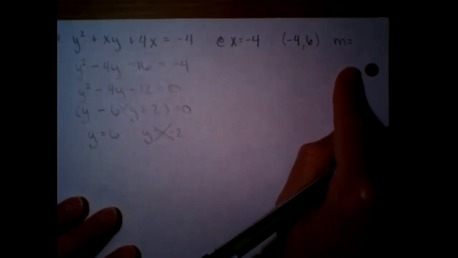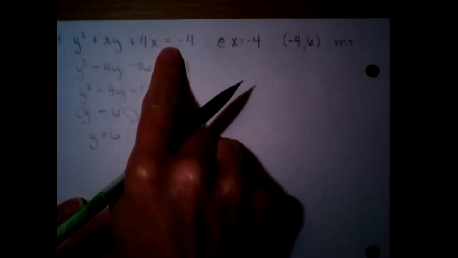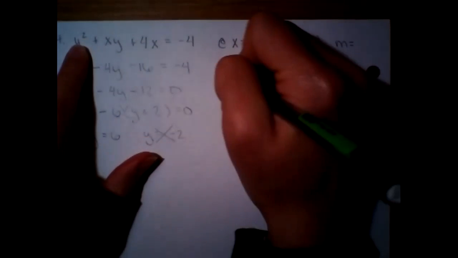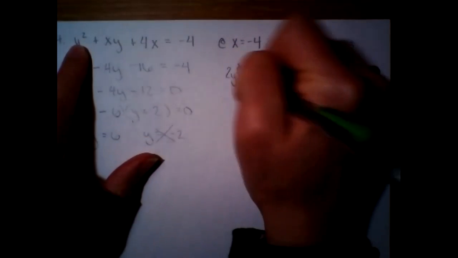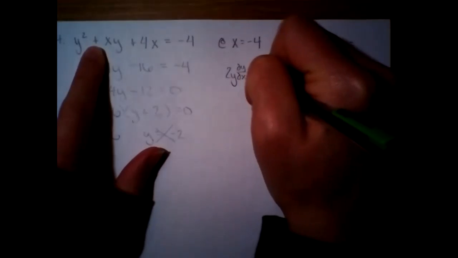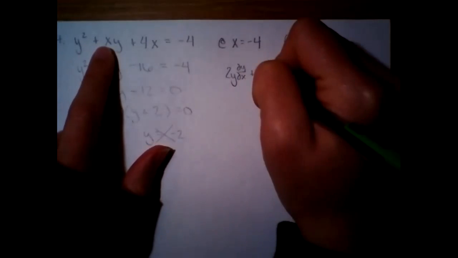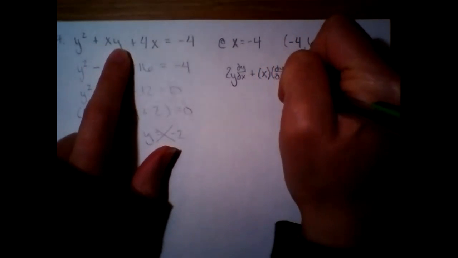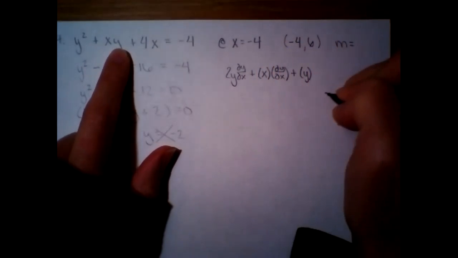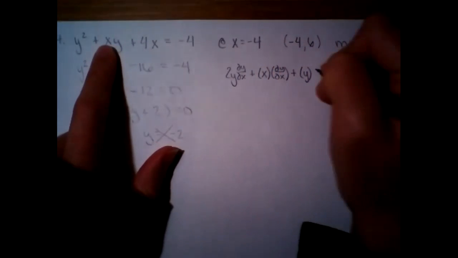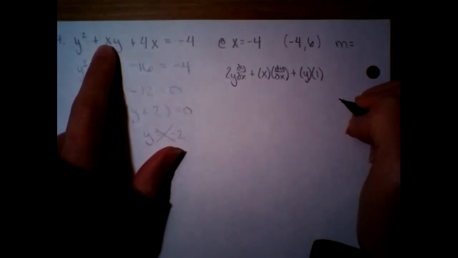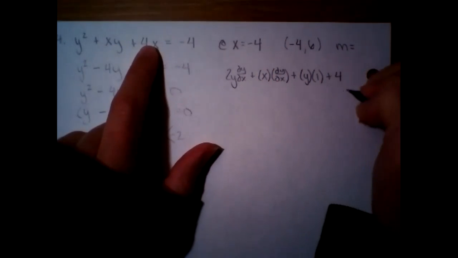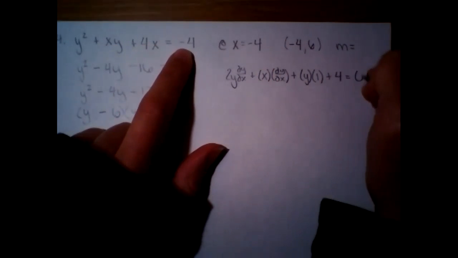Now, slope comes from the derivative, so we're going to do the derivative of this and then plug in our point, all right? So derivative of y squared, that is 2y dy/dx, plus, now this is a product rule, so it's going to be the first, x, times the derivative of y, which is dy/dx, plus the second, which is y, times the derivative of the first. So derivative of x is just 1. So that is our product rule for that. And then this derivative will just be +4. And then derivative of a constant is 0.